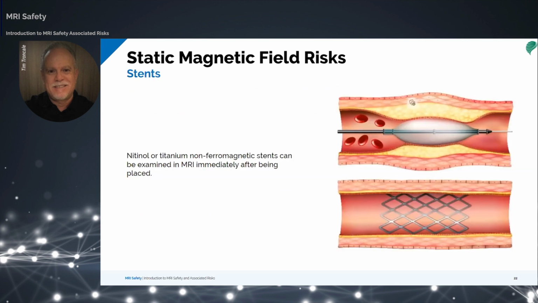For stents, nitinol titanium non-ferromagnetic stents can be examined in MRI immediately after being implanted. Other stents are slightly ferromagnetic. It is recommended in this case to wait 4 to 6 weeks after implantation before the MRI, thus allowing granulation tissue or scar tissue to form and definitively immobilize the stent inside the vascular wall.